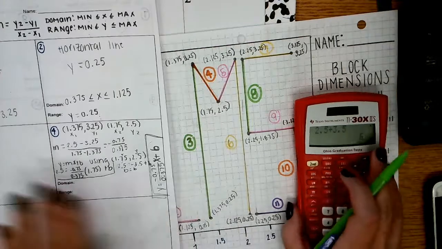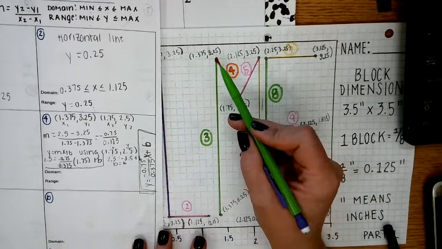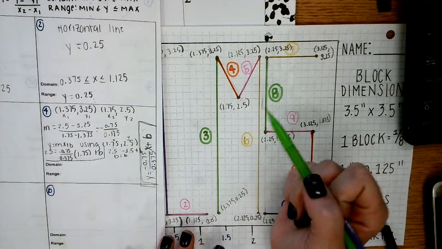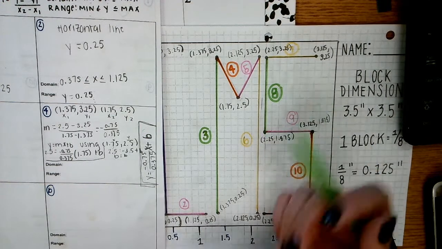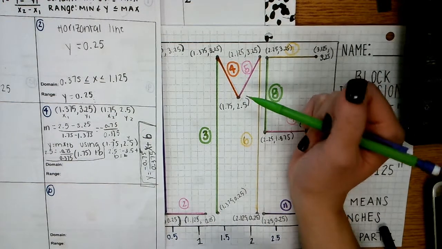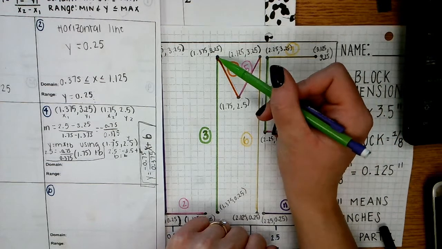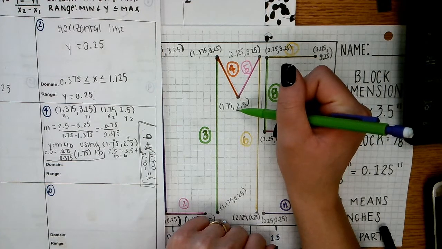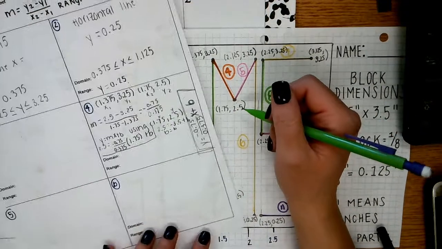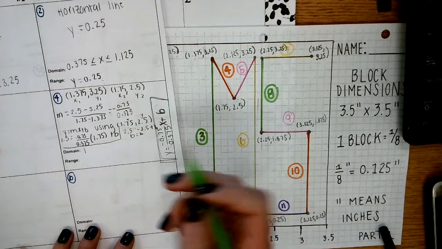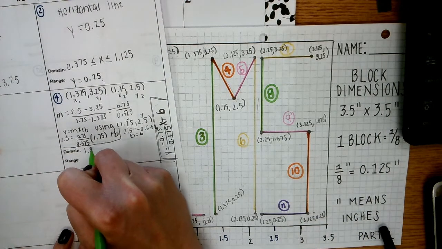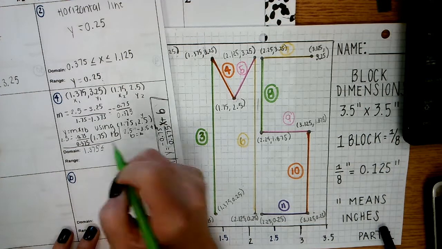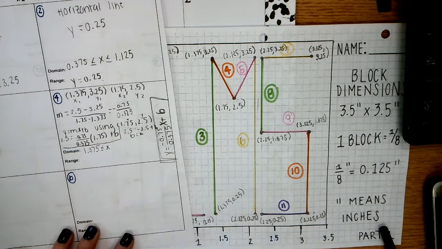Alright, now we need to find the domain and range for this line segment right here. We found the equation, we need to find the domain and range. So, for the domain, remember, that's all the possible x values. So you want to find your smallest x value, which is 1.375, and your biggest x value, which is 1.75. So we're going to say that 1.375 is less than or equal to x, because we're talking about domain, is less than or equal to 1.75.